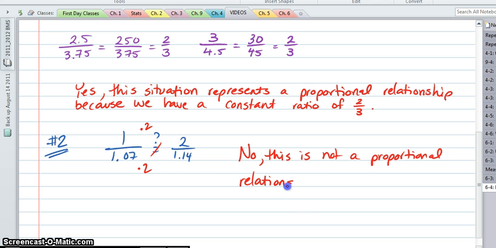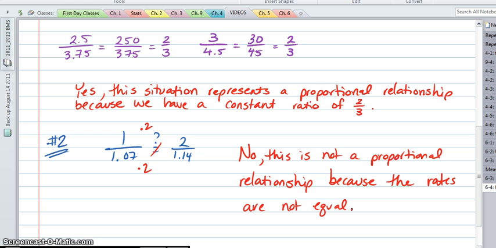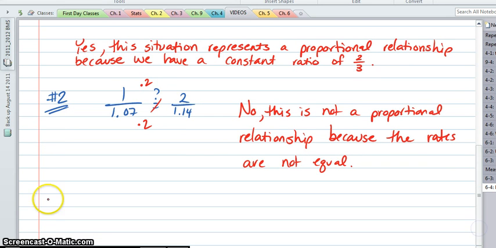And we are asked to explain. So we can say it's because the rates are not equal. They're not constant. So that's identifying proportional versus non-proportional relationships. Take a look at number 5 on the same page.